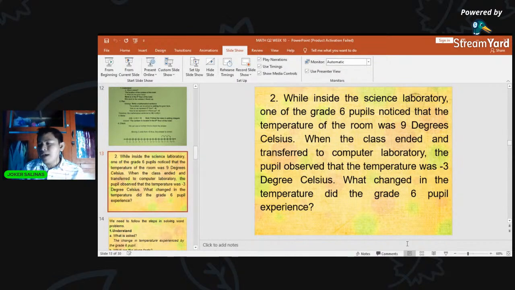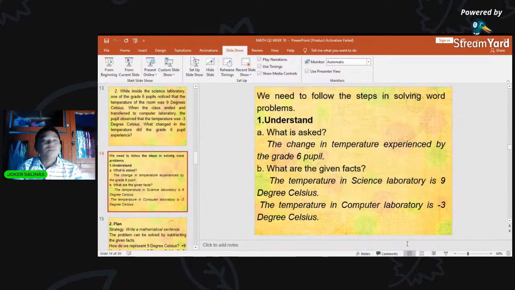To solve this problem, we need to follow the steps in solving word problems. Number 1, we need to understand the given problem. What is asked? The change in temperature experienced by the grade 6 pupil. Next, what are the given facts? The temperature in the science laboratory is 9 degrees Celsius, while the temperature in the computer laboratory is negative 3 degrees Celsius.